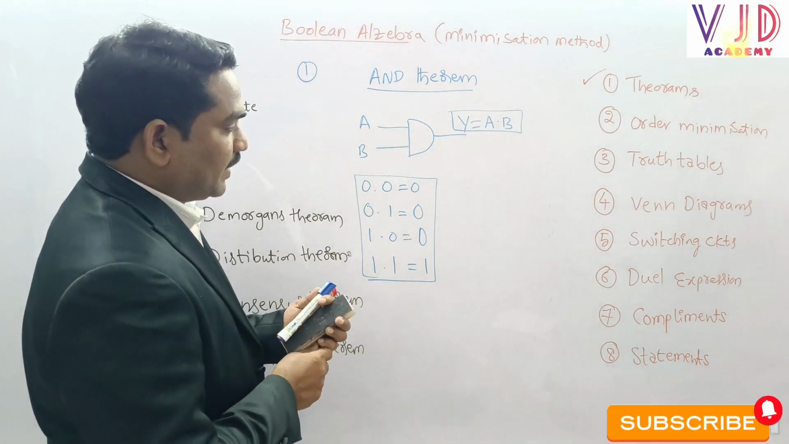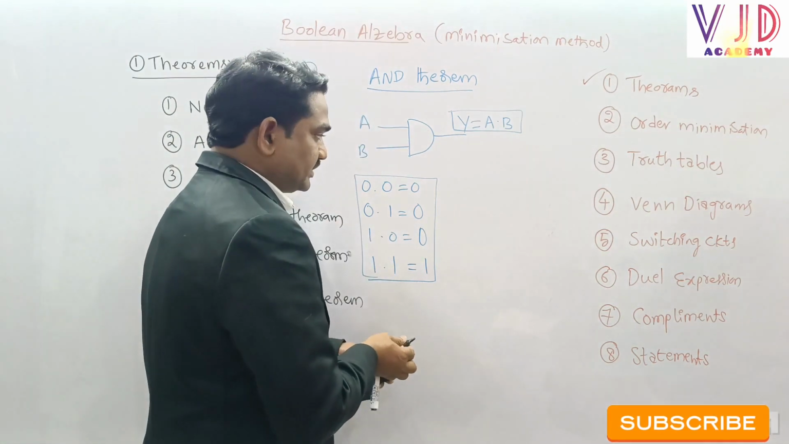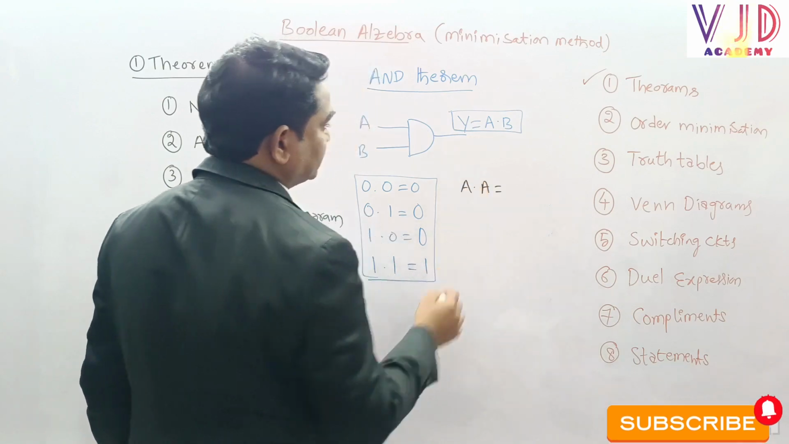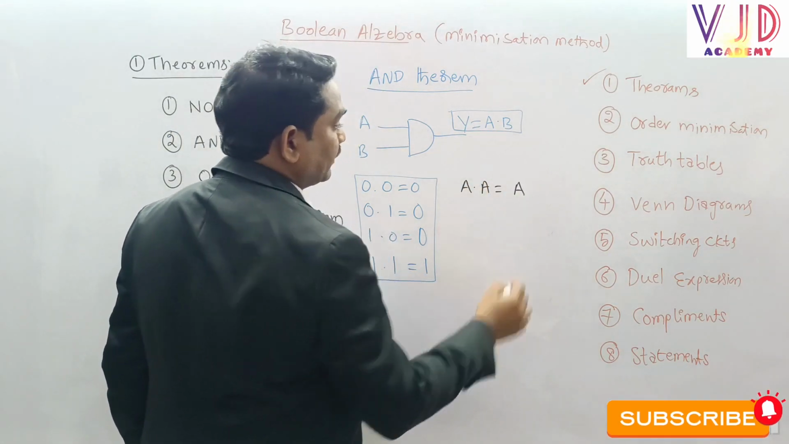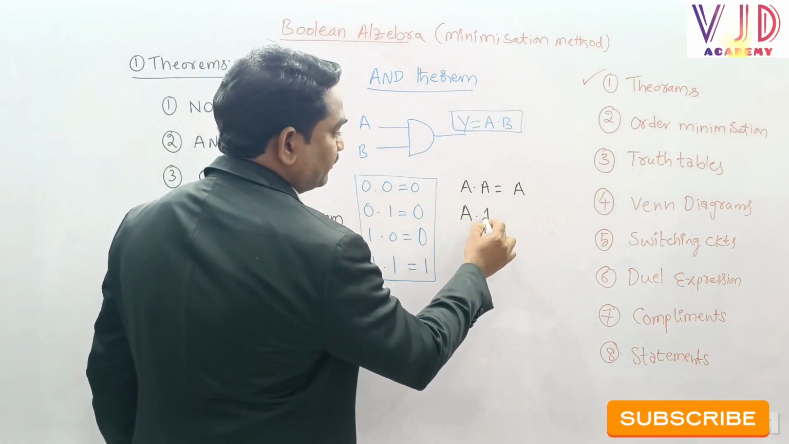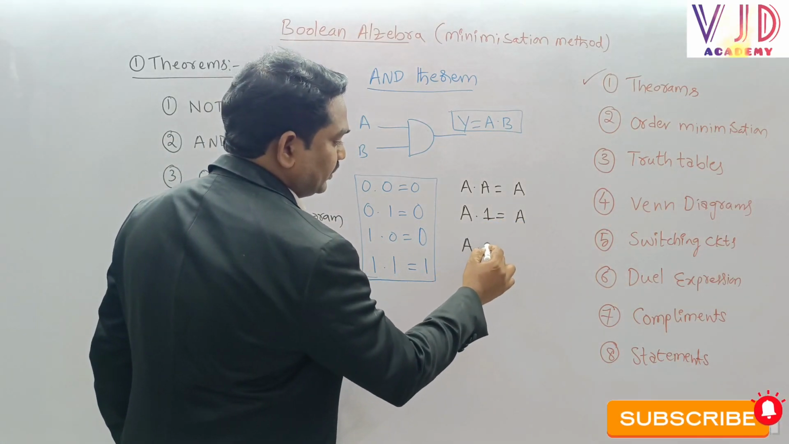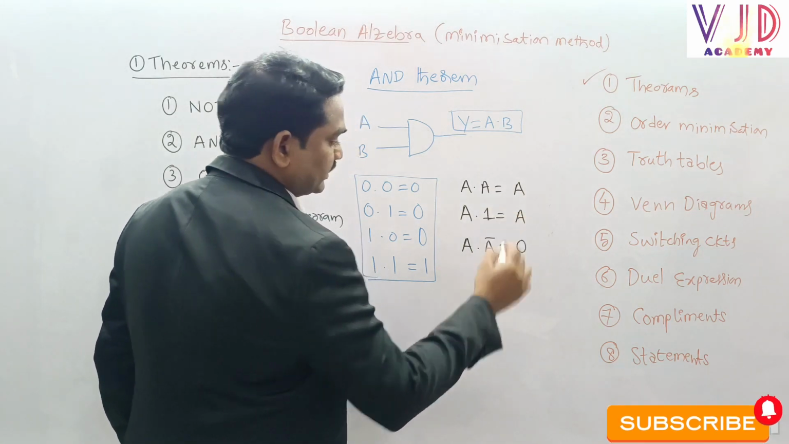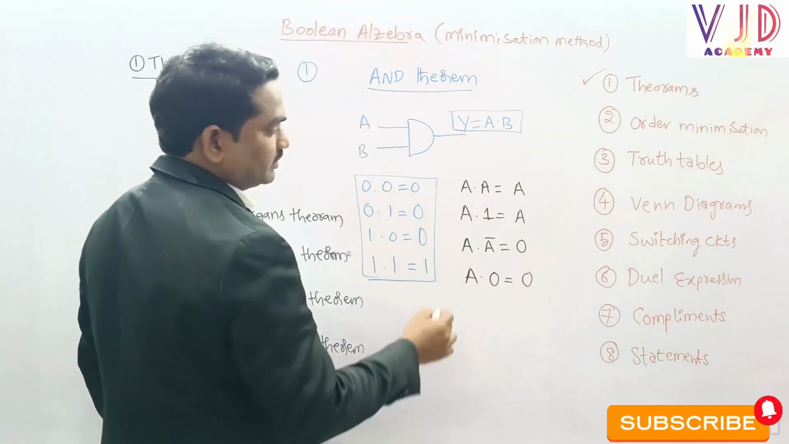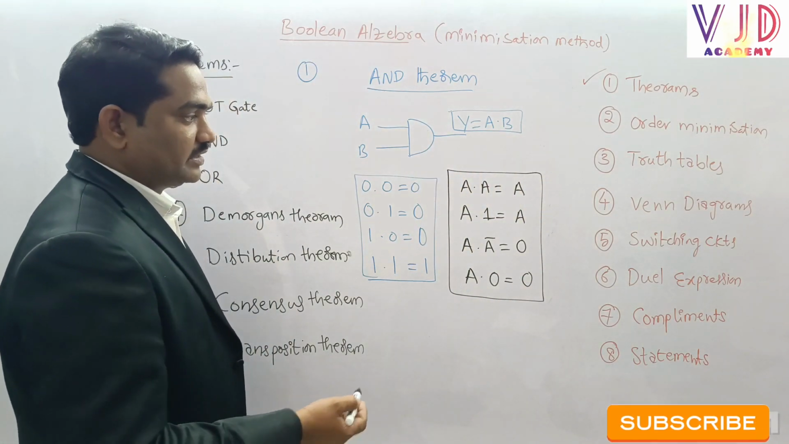The moment when we apply both inputs A and then A to this logical circuit, we are getting output A. And then the moment when we apply A and 1, we can say output is 1. And now the moment when we apply A and A bar, we can say output is 0. And also when we apply A and 0, we can say output is 0. This is the AND theorem. We just need to remember it to minimize logical expressions further.